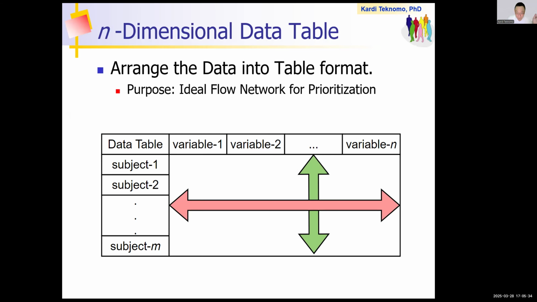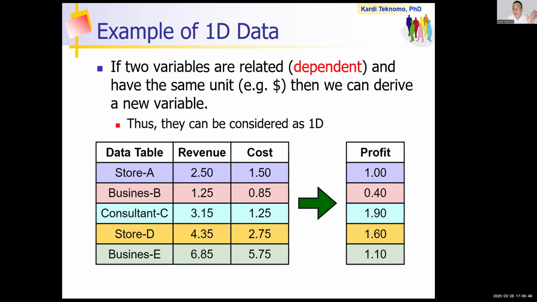Before that, let's think about the meaning of one-dimensional data, two-dimensional data, and so on. Here we have a data table. You see here it is not a project, but the name of a certain store or certain business, and these are the revenue and the cost. So there are two attributes, or factors, revenue and cost. If the two variables are related, dependent on each other, and they have the same unit, we can derive a new variable, say profit. Then you can put them into one dimension, only one variable.